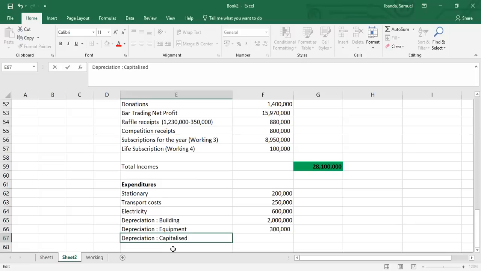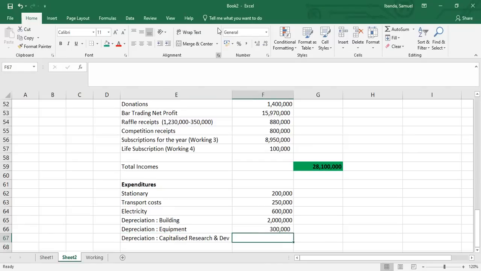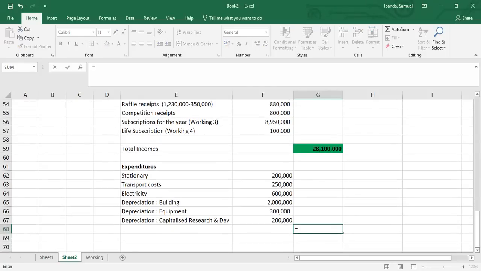The capitalized, this is research and development. Okay, as we are going to include it under our assets, we should also depreciate it here. And they said all assets are depreciated at 10%. So the depreciation of 10% of the 2 million, which is its value, would be 200,000. Okay, would be 200,000. So in total here, this will be 3550.